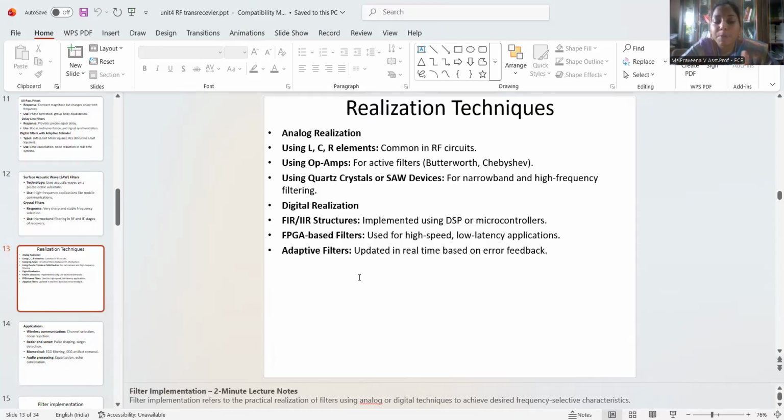And the second one is FPGA based filters. FPGA based filters are implemented using field programmable gate arrays, and they provide very high speed and low latency. That is the main concept. And third is the adaptive filter. It automatically adjusts the filter coefficients based on error feedback. That is the main concept.